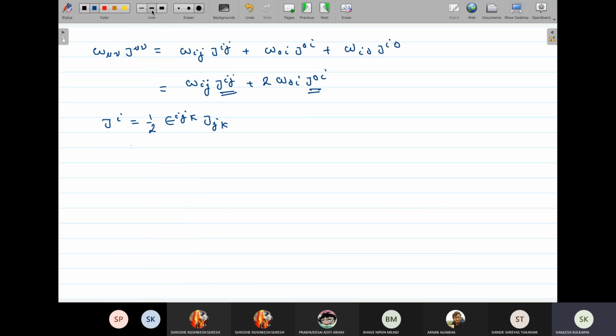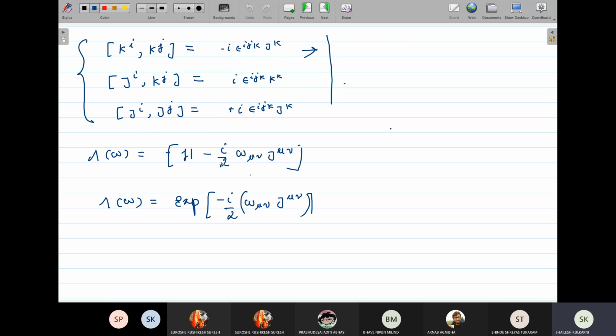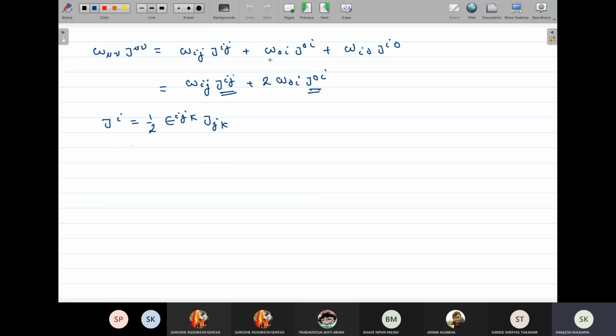Now we want to write this expression in a slightly different form. So I define J_i as half epsilon_ijk J_jk. Remember this is a one-index object. Out of this J_mu nu, there are 6 independent matrices called J_mu nu.